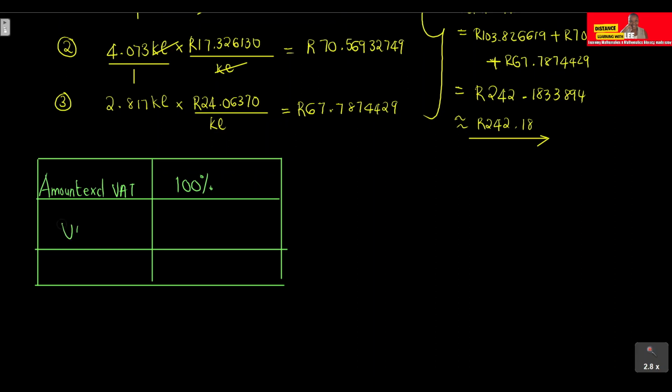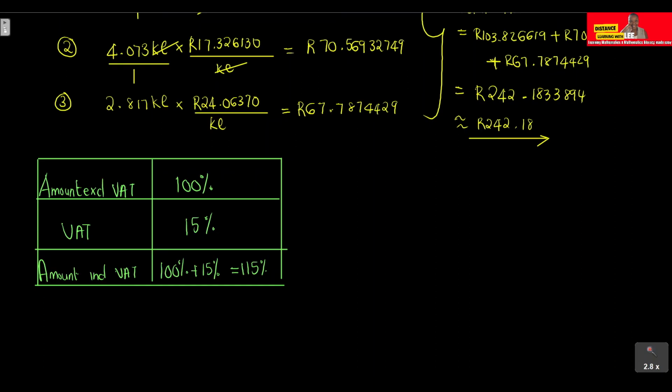Then we know that the VAT amount is 15%. Once we now include our VAT, or add our VAT amount, that amount will be 100% plus the 15%, which is equal to 115%. So 115% is our amount that includes VAT. And we're going to use this table to help us determine what was the amount including VAT that John Matu paid towards his water bill.